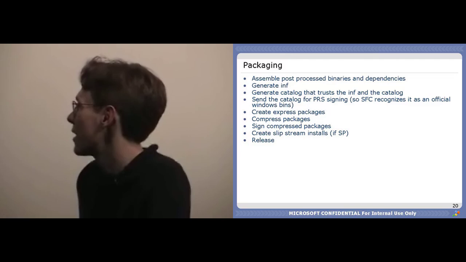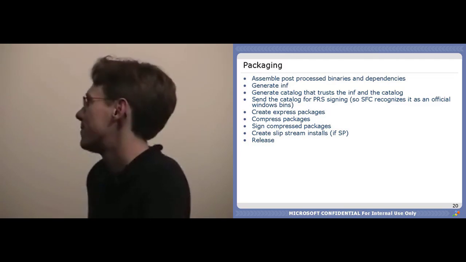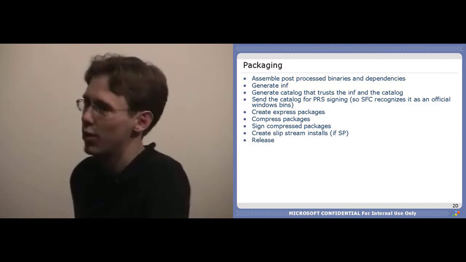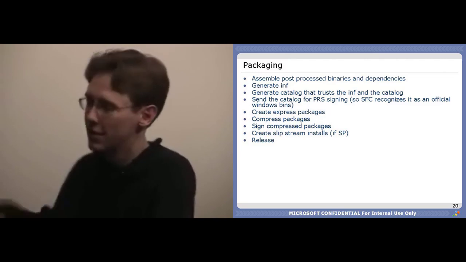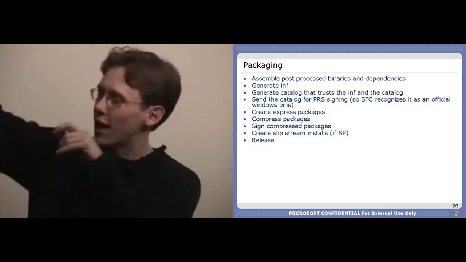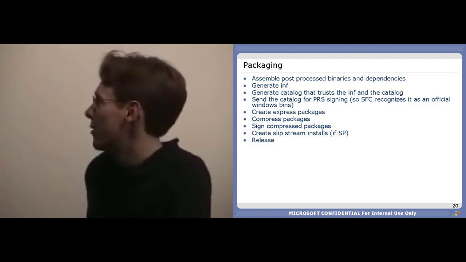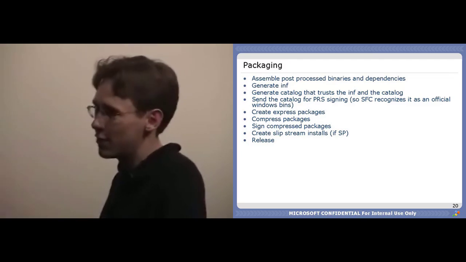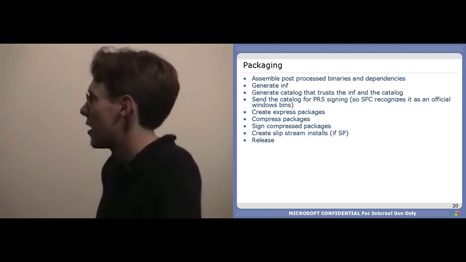And then they send them back to us, and they're all signed. And then we create express packages, which are the ones using binary delta compression, which don't have any actual payload in them, but instead have a little file that says, I'm going to talk to the Microsoft server and say, I have these files on my system, now get me the diffs. And so it just downloads the diffs as opposed to giving you the whole files. And so that's what the express packages are.